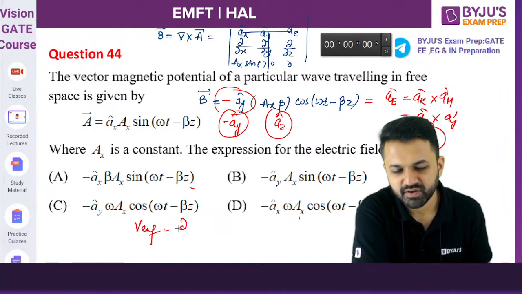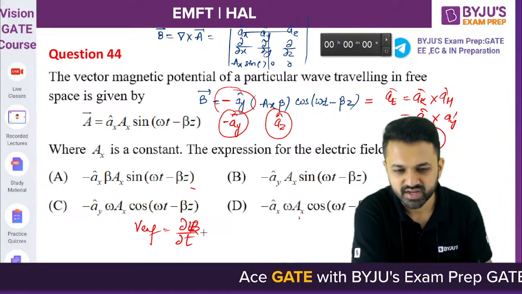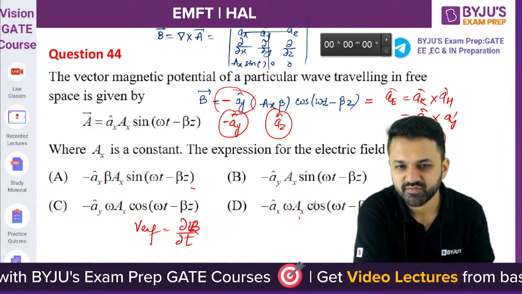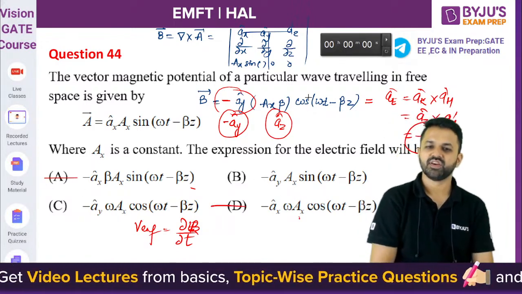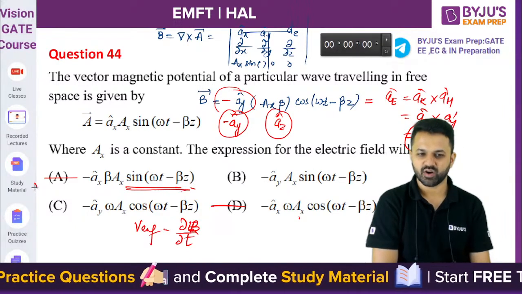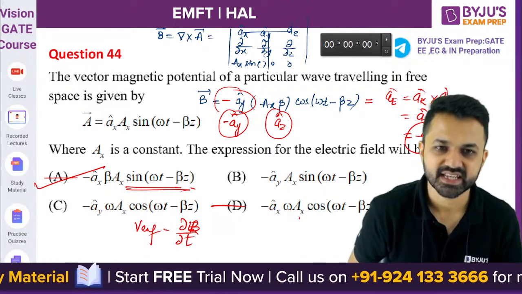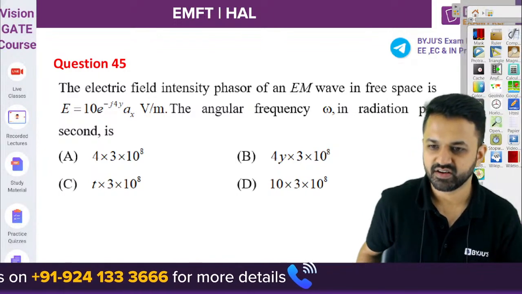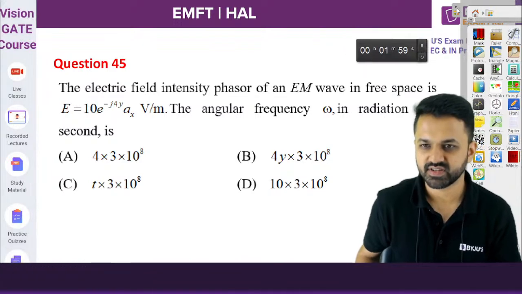We know that EMF is del phi upon del t, so think of it in that way. Del B upon del t, if you calculate, either A or D will be the right one. If you differentiate this, again you will get sine. So option A you will get. In HAL there is negative marking, yes. In HAL there is negative marking. Now answer this one.